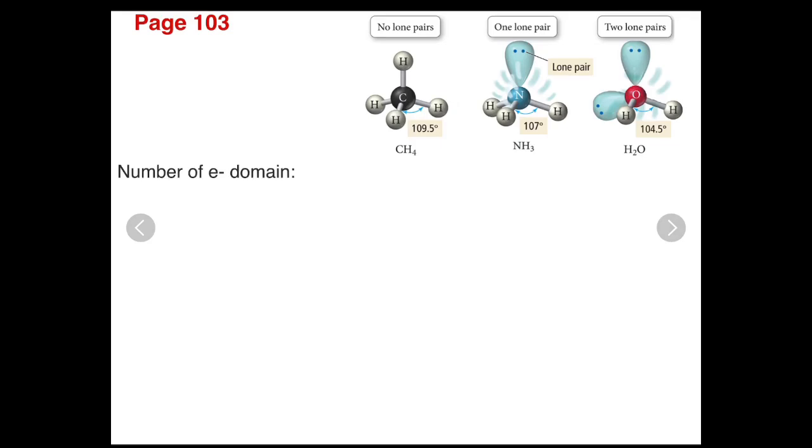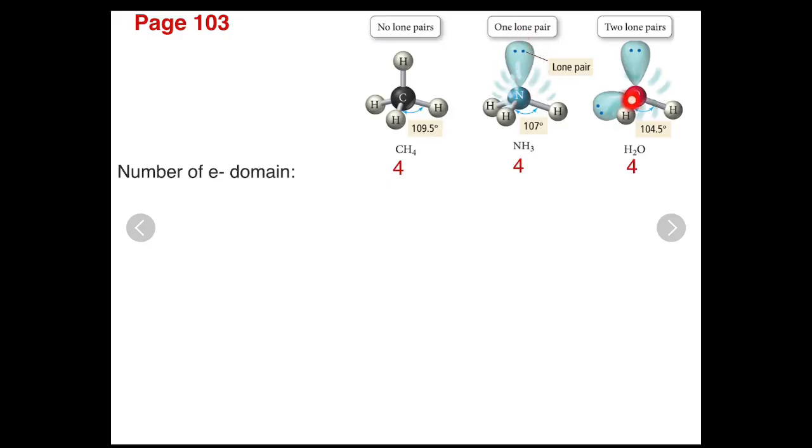The number of electron domains for each one of these is equal, which is 4. The reason is that we count each electron region as 1. A single bond is 1 electron region, because the electrons are shared between carbon and hydrogen, so we count that as 1: 1, 2, 3, 4. Same thing for ammonia. The electrons are shared between nitrogen and hydrogen, that's 1 region, 2 regions, 3 regions. And we also have the region of the lone pair. The lone pair also needs space, it occupies space, so we need to count it as 1 region of electrons as well.